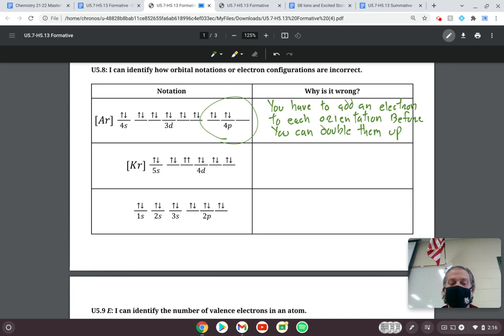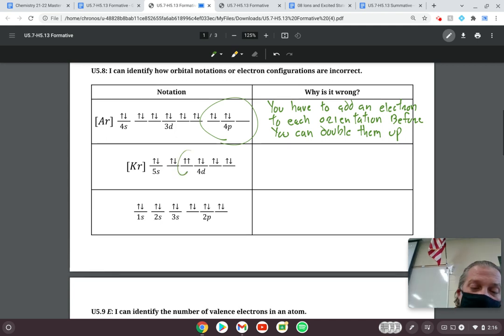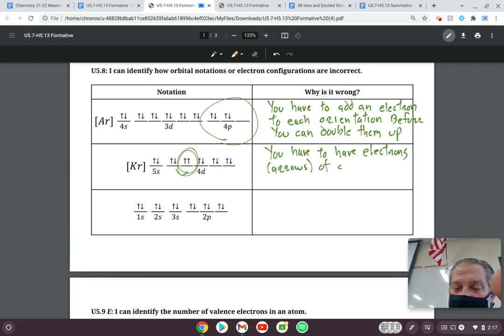Okay. Next one, krypton. 5s got 2 arrows, arrow up, arrow down. 4d, it's got 10 arrows, looking good. Arrow up, arrow down, arrow up, arrow up. Oh no, this is our problem right here. So in this case, you should be telling me that you have to have electrons, so I'm going to put in parentheses arrows of opposite spin, in each orientation.